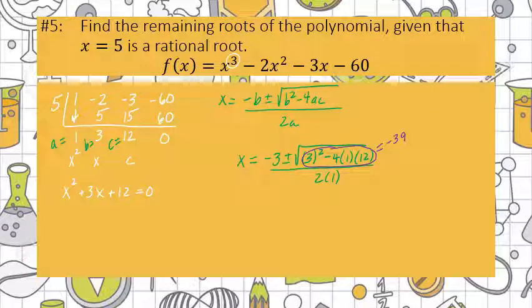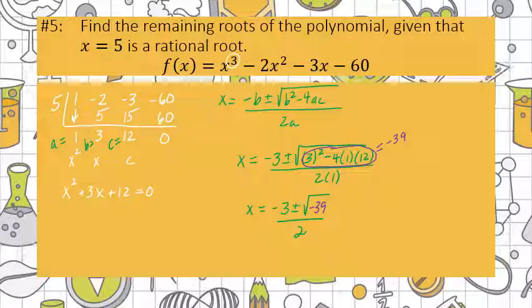So I'm going to rewrite this, but I'm going to replace everything under the radical with -39, and I think it'll make it look a little bit less overwhelming. 2 times 1 is 2, so I'll replace that too. So now all I have to do is simplify the -39.